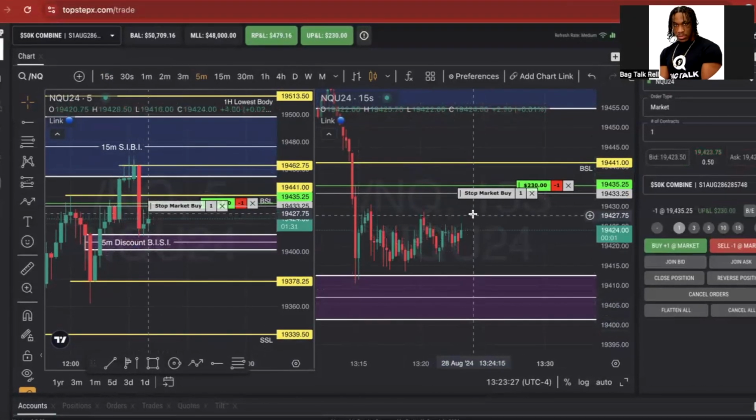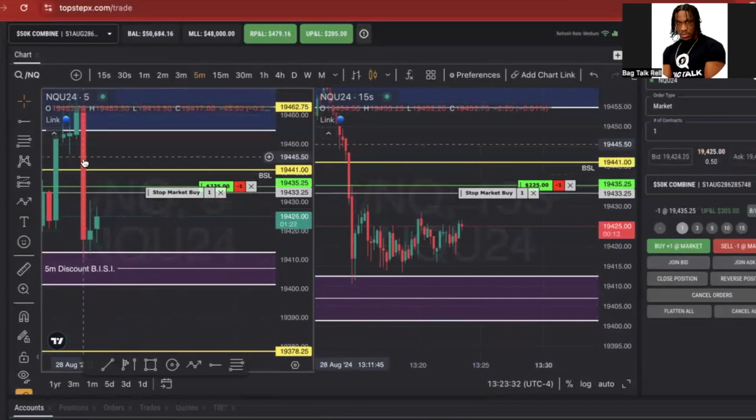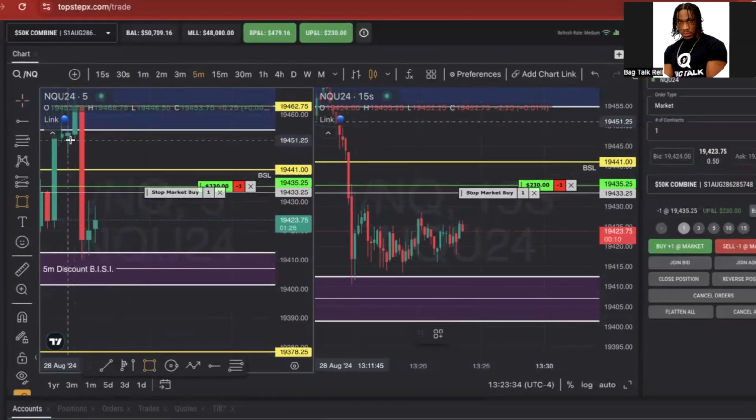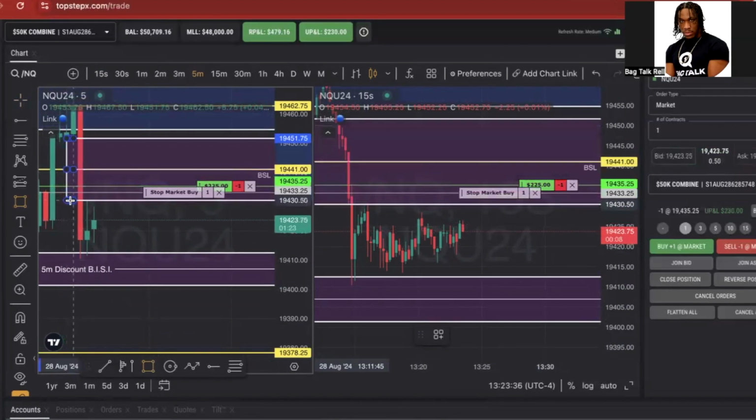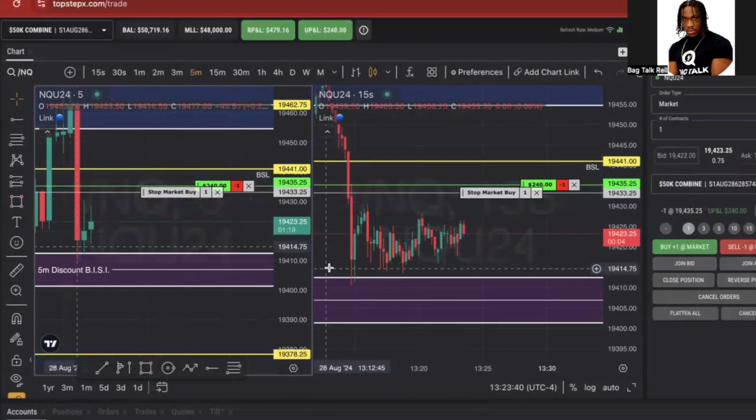So even if we push up for a little second, I believe it'll just push up, reject this 5-minute SIBI right here. If I would have highlighted, you'll see. I just don't like it when my charts are too busy, but I believe it'll end up rejecting this area and coming back down.